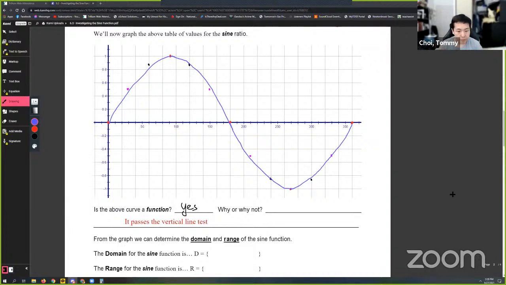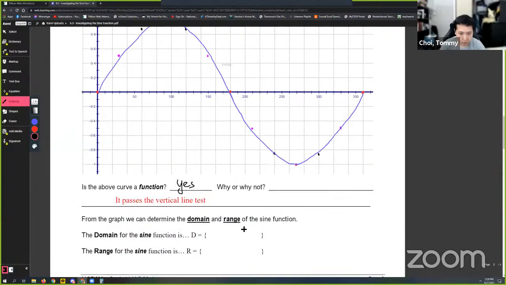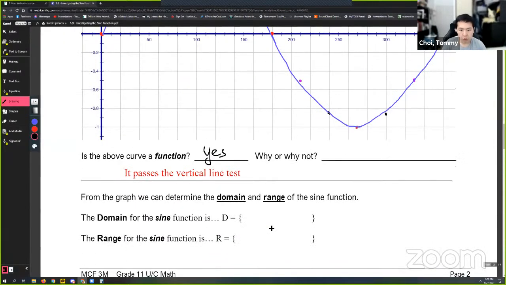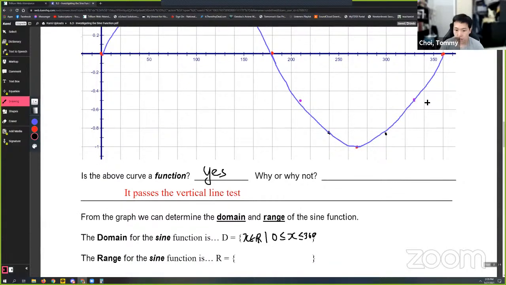Okay. Your domain and range should be complete. The domain for the sine function that you should have, I'm going to zoom in a little bit here, will be x ∈ ℝ, x is any real number, such that 0 ≤ x ≤ 360. So the lower limit is x is 0, and the upper limit for this section is 360. So that should be your domain there.